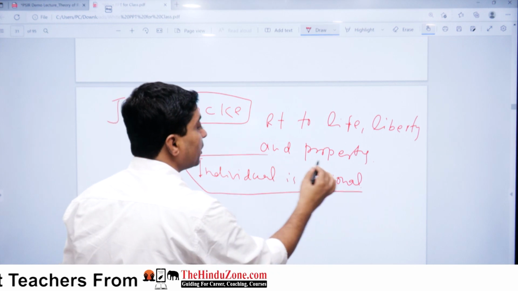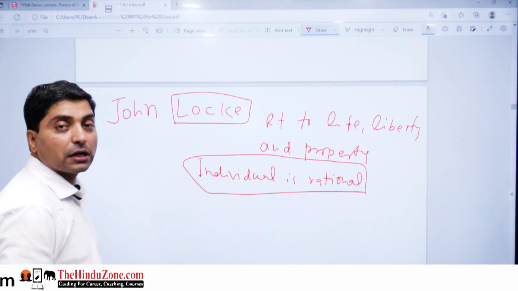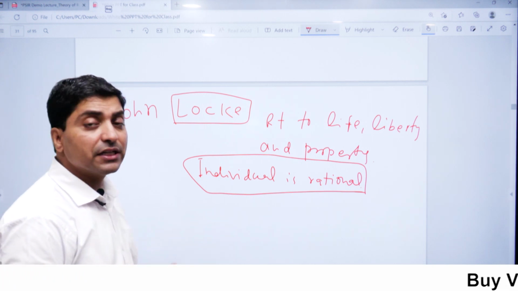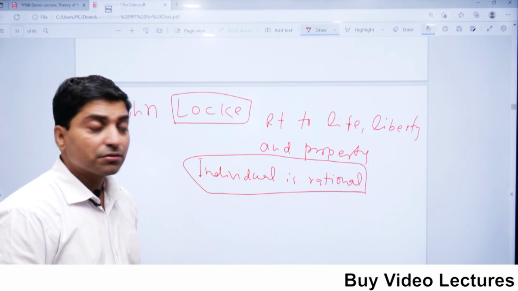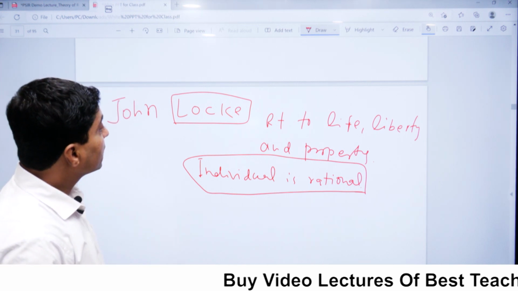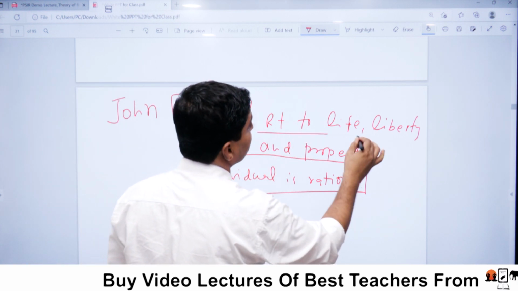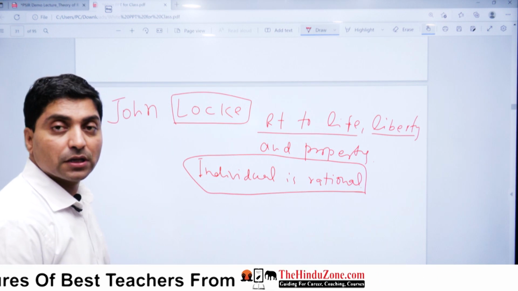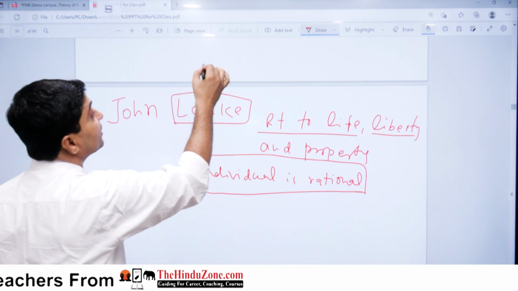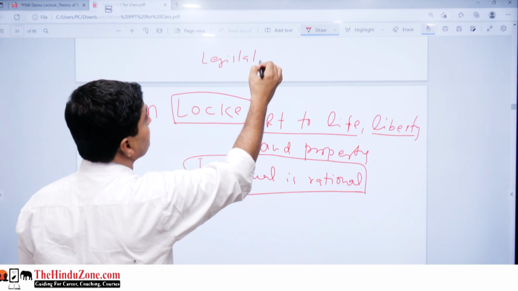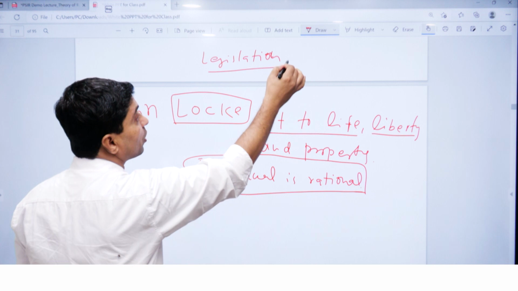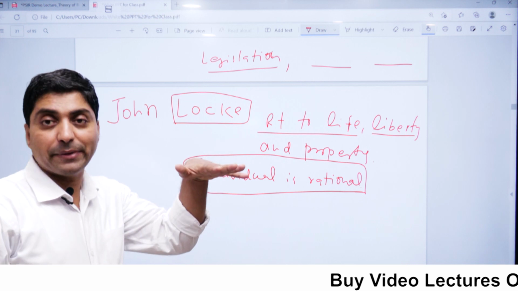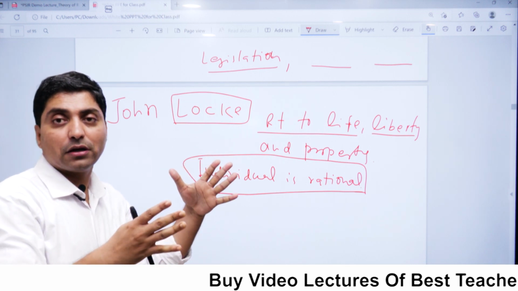So individuals exercise rights as per their reason, and nobody has the right to intervene in another's right. As Locke said, an individual has a right to life, a right to liberty, a right to property. An individual also has the right to legislation, to make law, to implement law, to adjudicate law, when there is no government. That is called a state of nature.